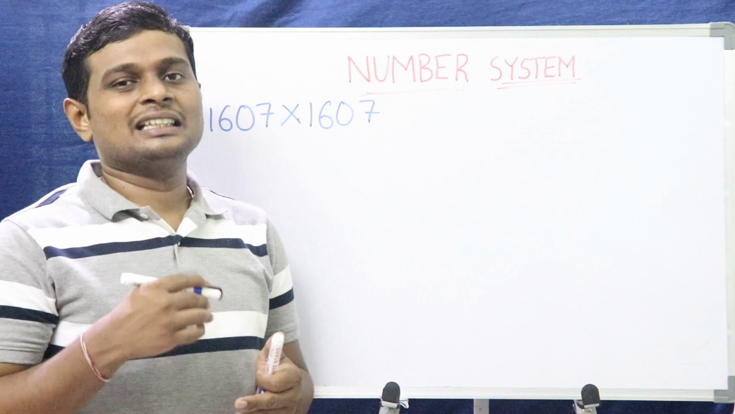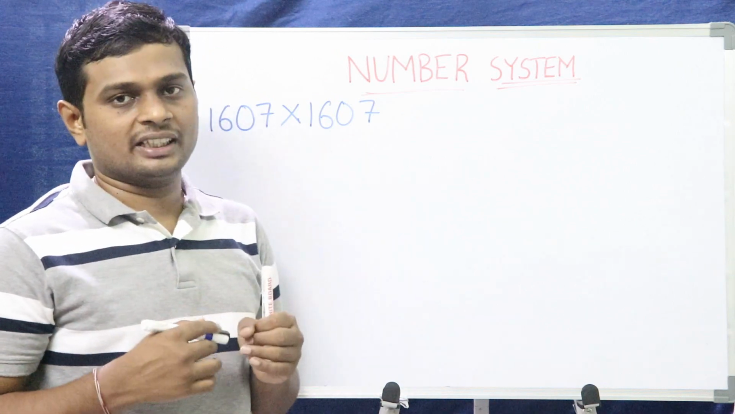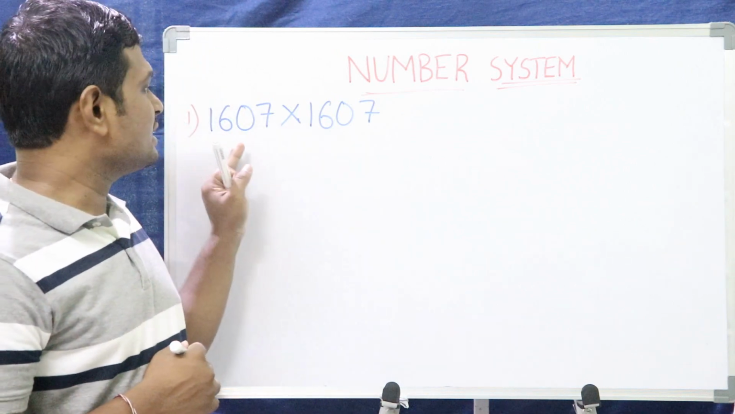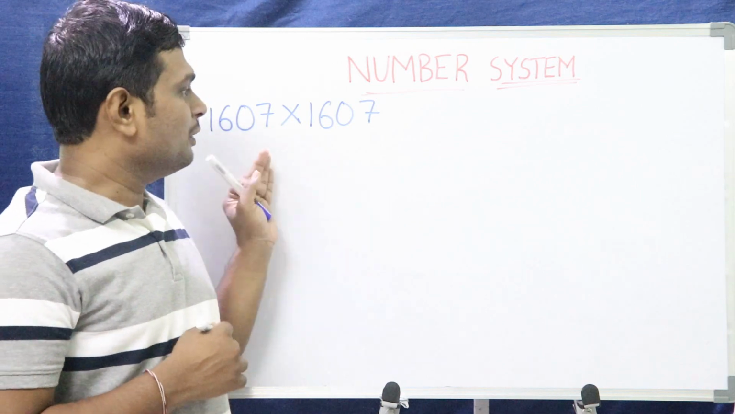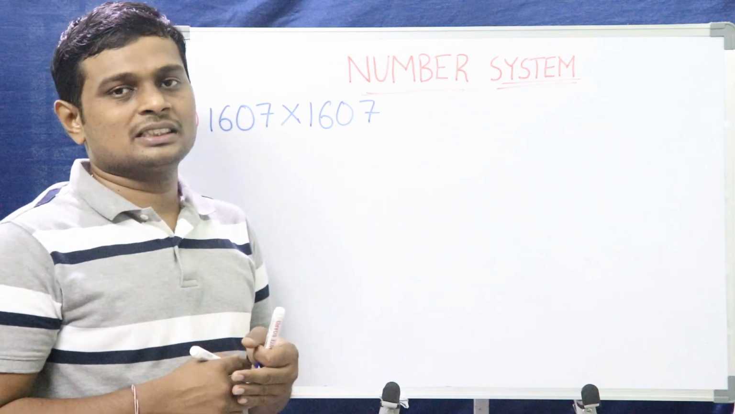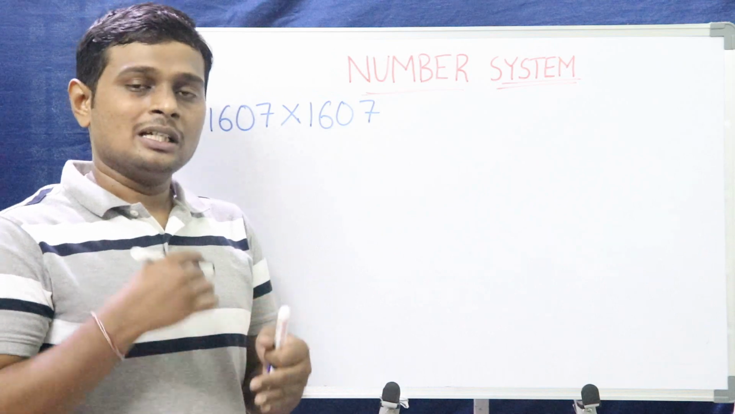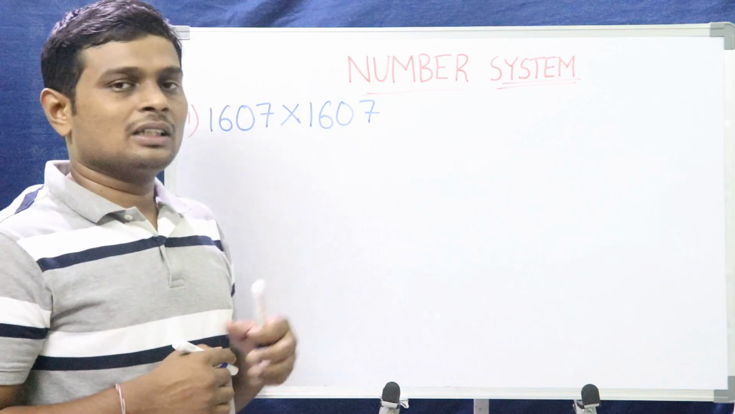Explain the concepts and the techniques to solve number system problems quickly. The first one I am taking is 1607 times 1607. Before we start any problem in the number system, we need to follow certain steps to solve the problem quickly. I will list out the steps.